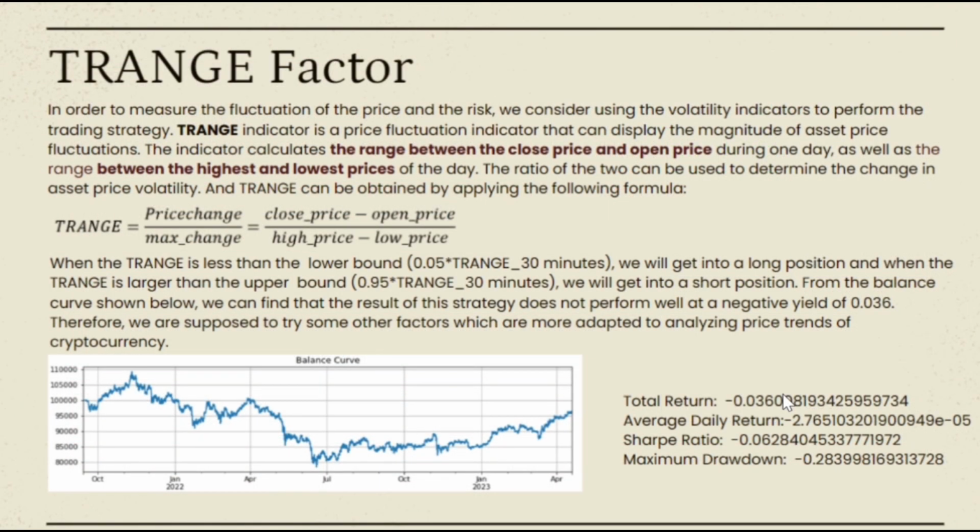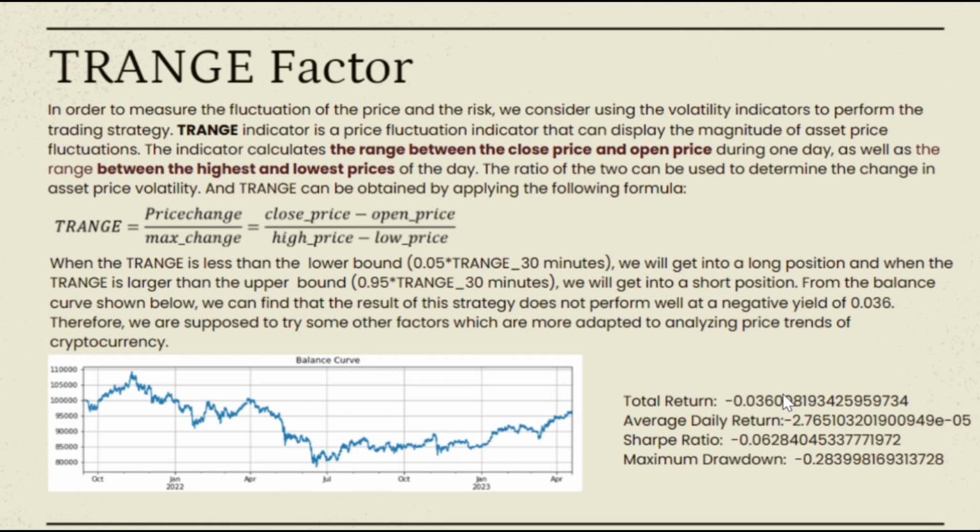Okay, let us talk about the trading strategy that I have used in this project. In order to measure the fluctuation of the price and the risk, we consider using the volatility indicators to perform the trading strategy. True range indicator is a price fluctuation indicator that can display the magnitude of asset price fluctuations. The indicator calculates the range between the close price and open price during one day, as well as the range between the highest and lowest prices of the day.